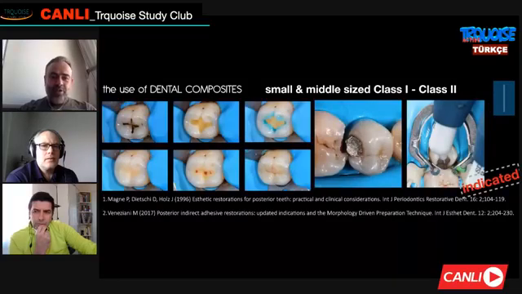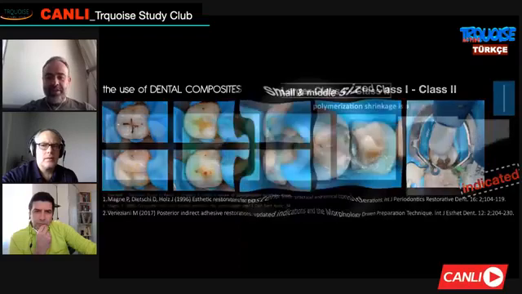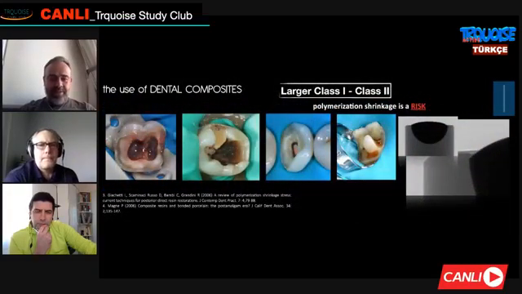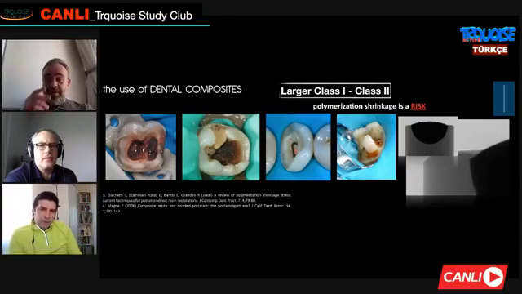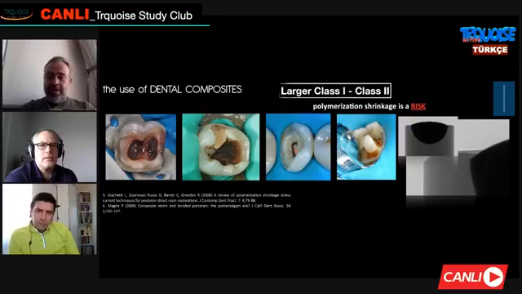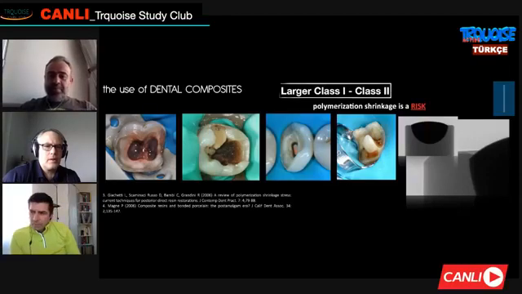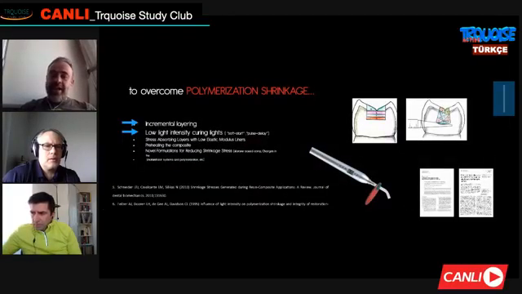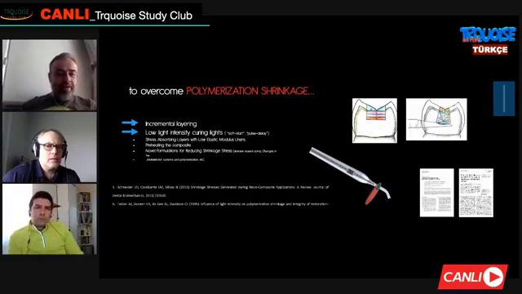And the use of dental composites for small or middle-sized class 1 and class 2 restorations is really indicated. When we have larger ones, like these examples, it's a little bit difficult. And we know that the most common reason could be the polymerization shrinkage, because the material shrinks while we restore the tooth. So maybe it's better to use not direct and indirect, but sometimes we know that some methods could be advantageous to decrease the amount of this risk.